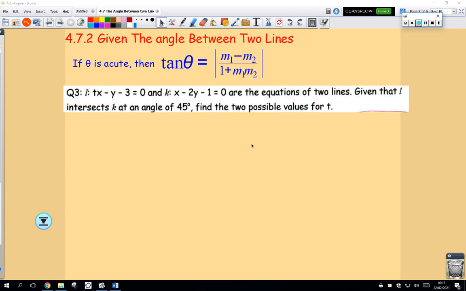So in this class I want to continue looking at this formula for the angle between two lines. If theta is the angle between two lines and theta is acute, then tan of theta is equal to the absolute value of m1 minus m2 over 1 plus m1 times m2, where m1 and m2 are the slopes of the two lines. So here's a question.